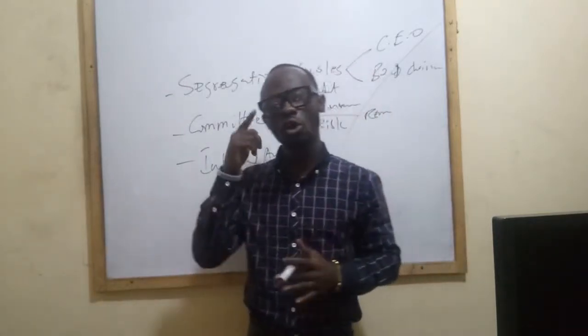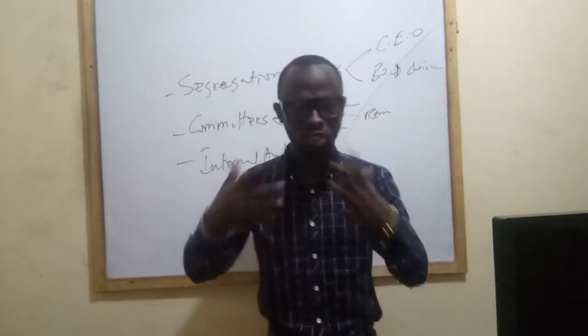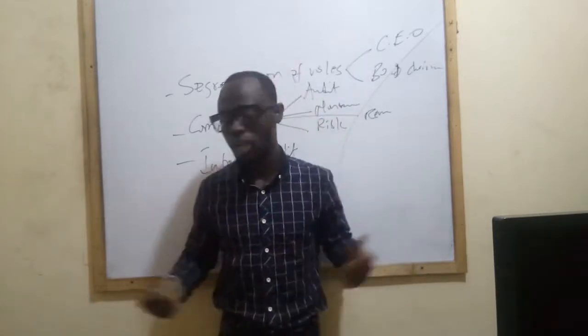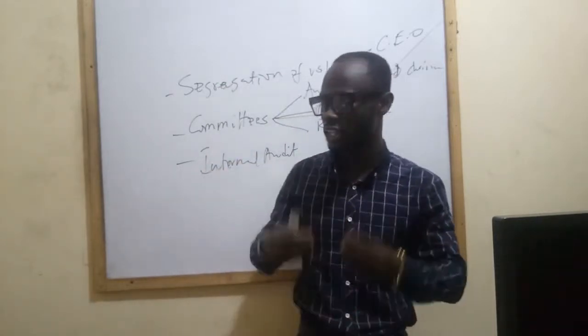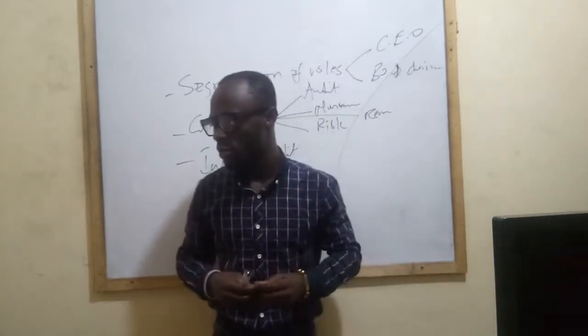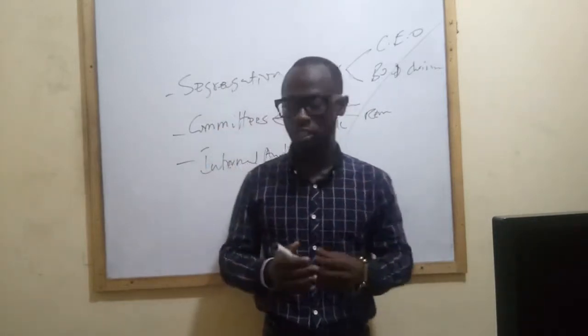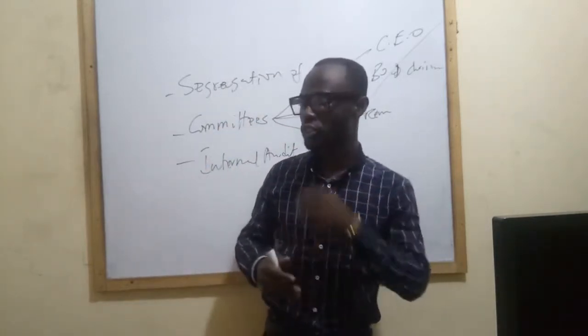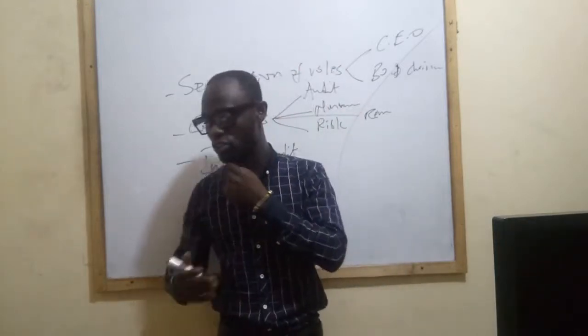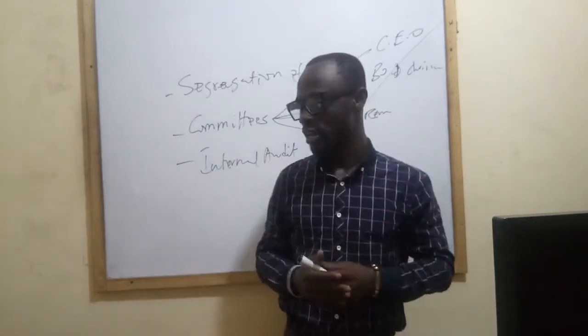So what are some of the roles of the board chairman? What is the duty of the board chairman? 1, the board chairman is a non-executive director, and they ensure that there is a full information and full discussion at board meetings. So he is the one who chairs the board, he directs the information, and he makes sure that all discussions are done very well.